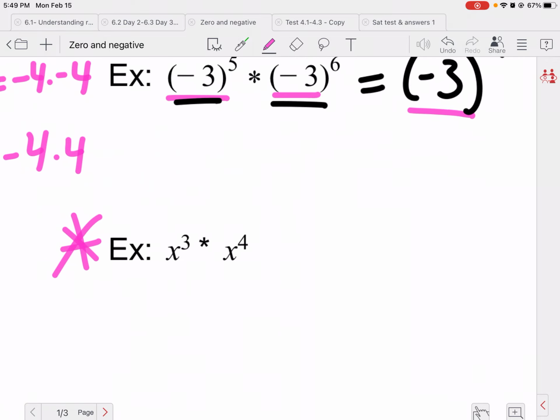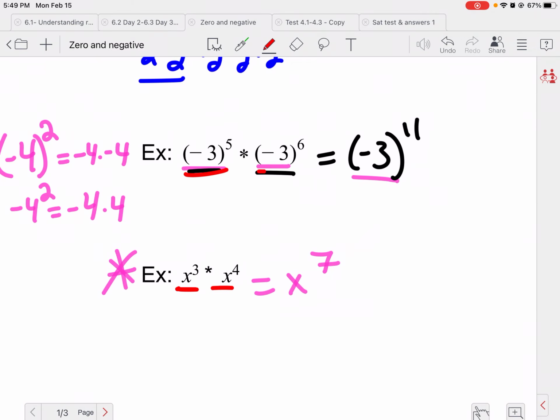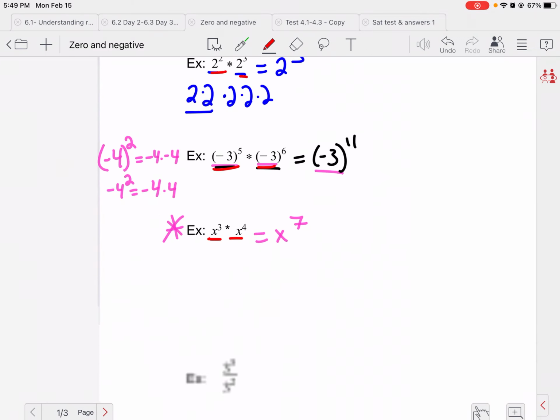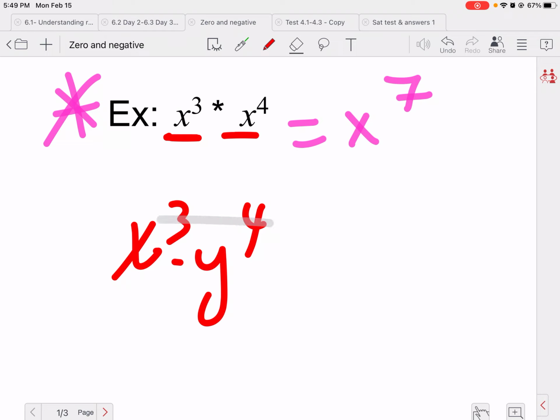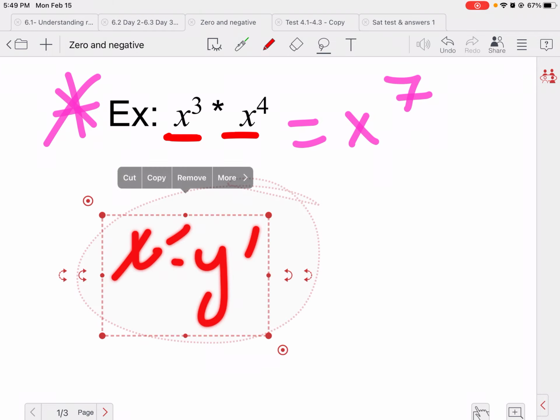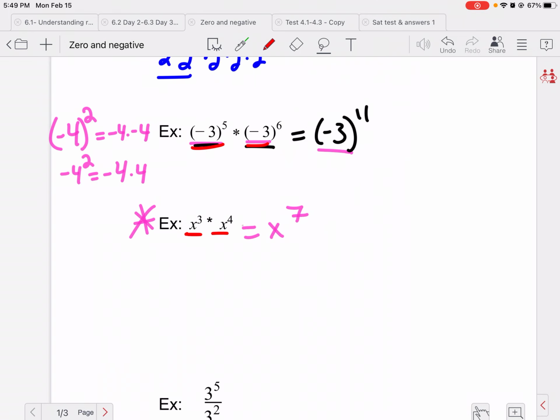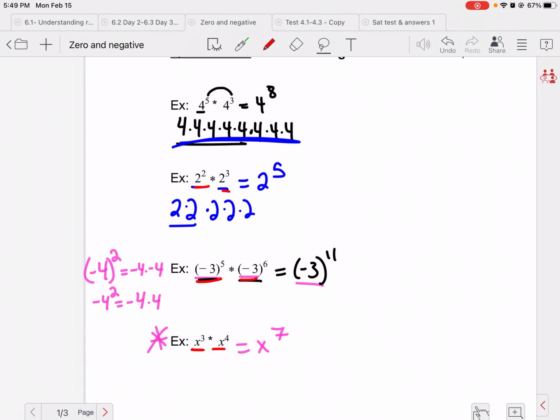Again, we have the same base, so this would be x to the 7th. So I don't think we talked about this specifically. We can only do this because it's x and x, or negative 3 and negative 3, or 2 and 2. If I were to have like x to the 3rd, y to the 4th, right? I can't just say, well, that's xy to the 7th. They have to have the exact same base in order to follow the product rule, okay? So product rule, if we're multiplying with the same bases, we can add the exponents.